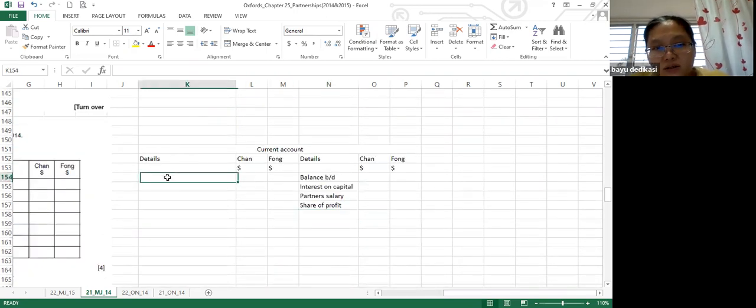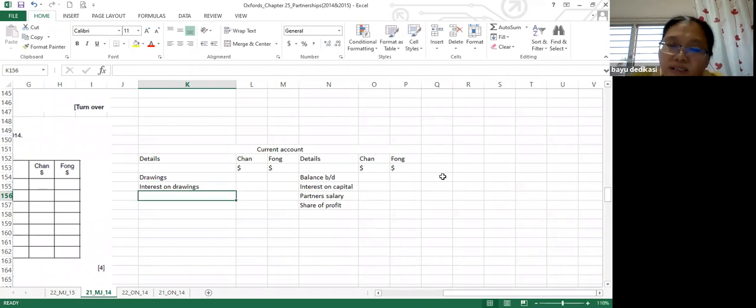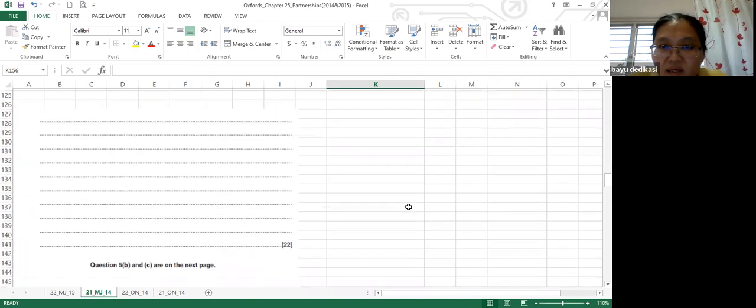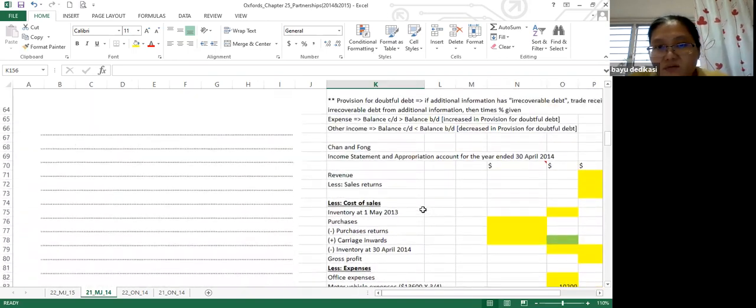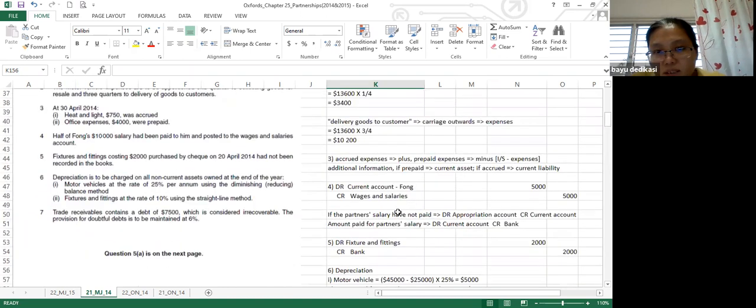Now here on your debit side, you have the drawing, you have interest on drawing. Your drawing is from your trial balance. Your interest on drawing, you can get from the appropriation account. And this question is slightly different. They have the salary, which is in the information number. Where's the salary? This one, information number 4, half paid.